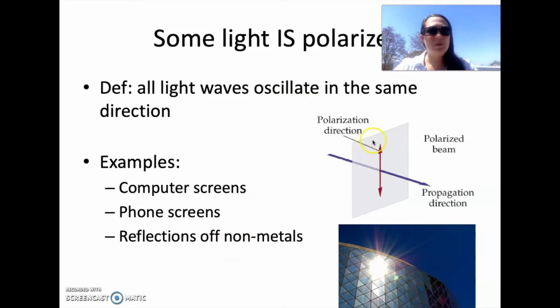If it's vertically polarized light, like this picture, sometimes you'll see it drawn as just the electric field oscillating up and down. We know the magnetic field is there, but we're not going to draw both. That's just extra confusing. And examples of light that is polarized include computer screens, phone screens, and reflection off nonmetals, which we're often going to call glare, like the glare on the side of this building here.